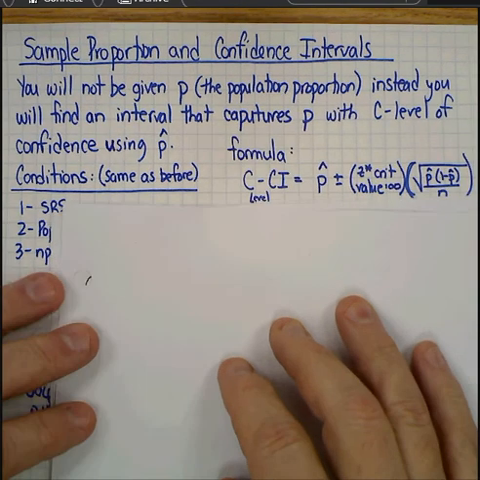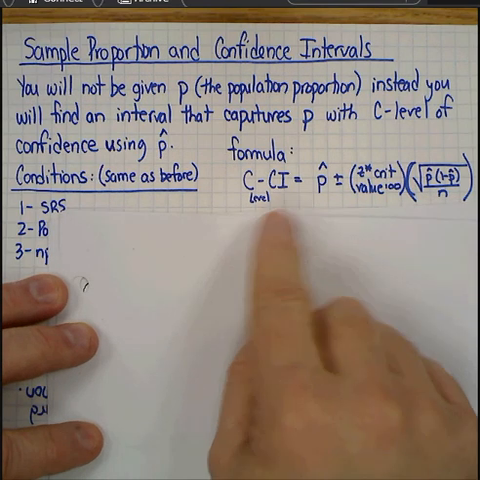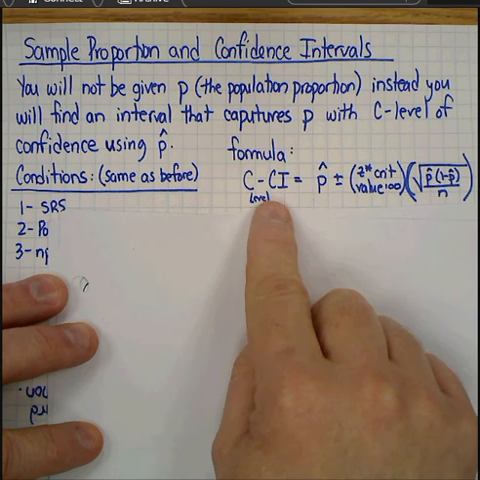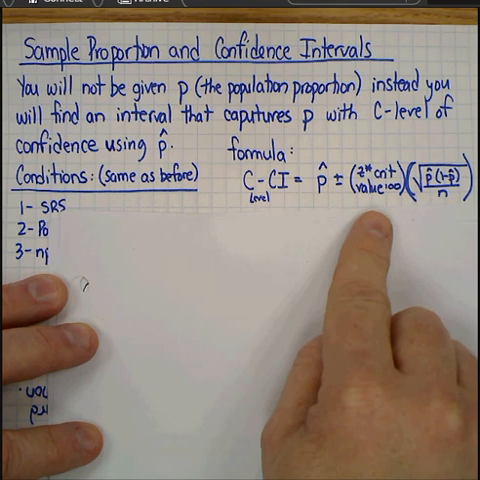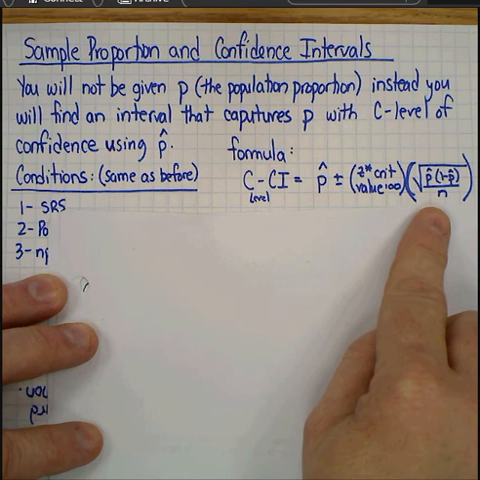The formula. This is one that's given to you on the formula sheet. This is one specifically for what we're doing now, which is a sample proportion. So it's C level of confidence equals P hat plus or minus Z star. It's a critical value. You're going to find that on the infinity line. And then your standard deviation for your sample proportion, the square root of P hat times 1 minus P hat over N. Okay?